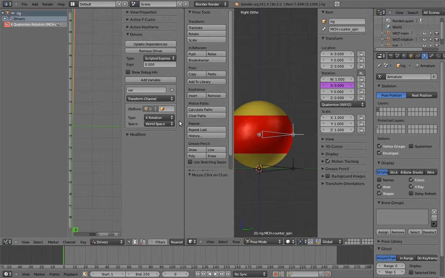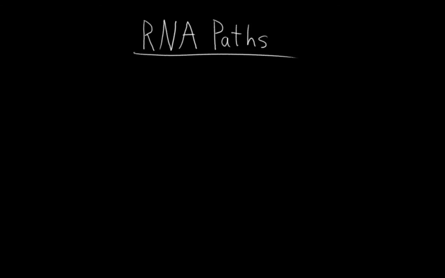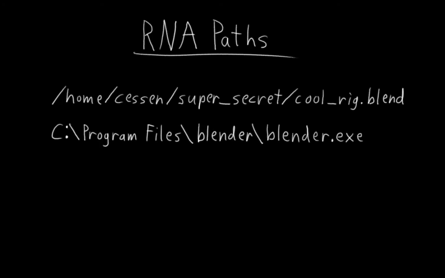Instead, we need direct access to the quaternion component of the main controller. There is a variable type that lets us do this. It's called single property. This variable type allows us to access any user-accessible piece of data in Blender via something called RNA paths. Blender stores all of its data in something called an RNA system. It's kind of like the file system on your computer, where you have file paths, and different pieces of data are stored in different files.